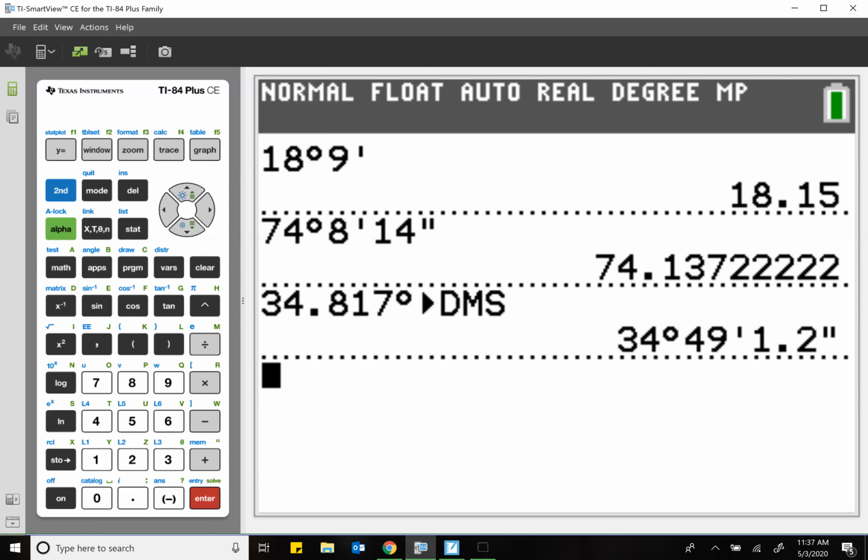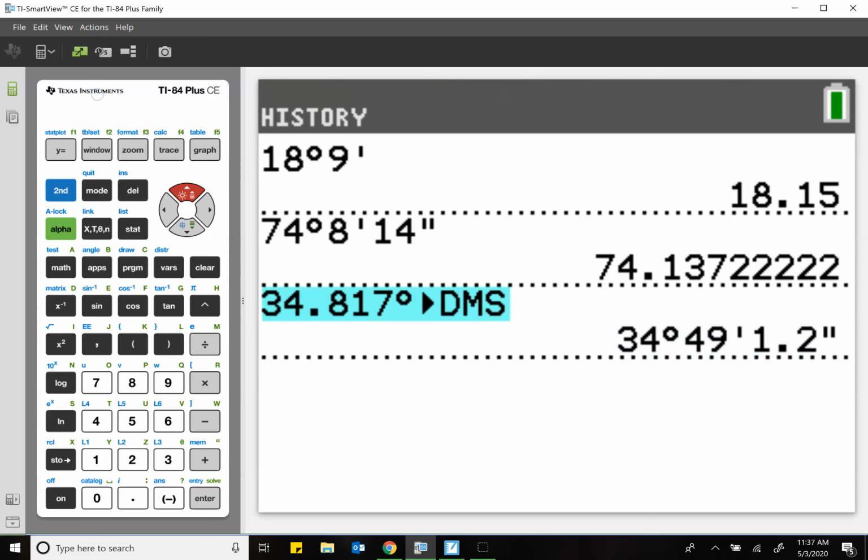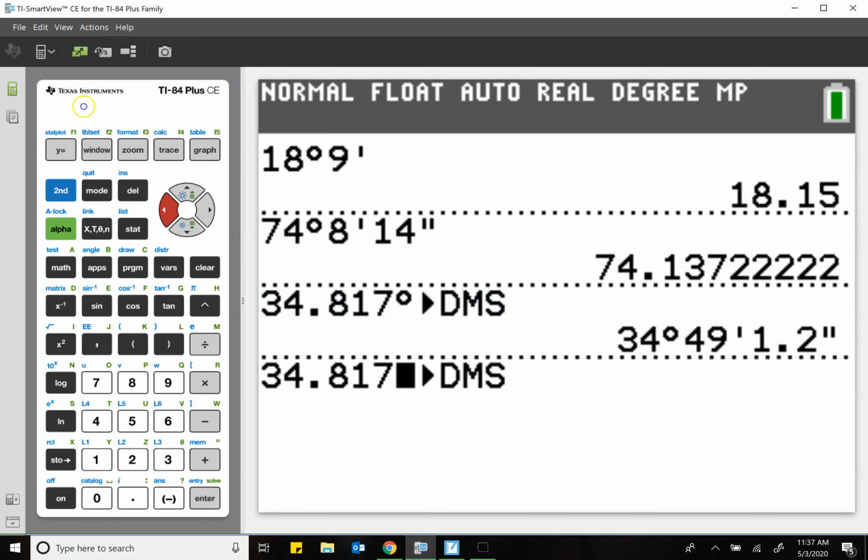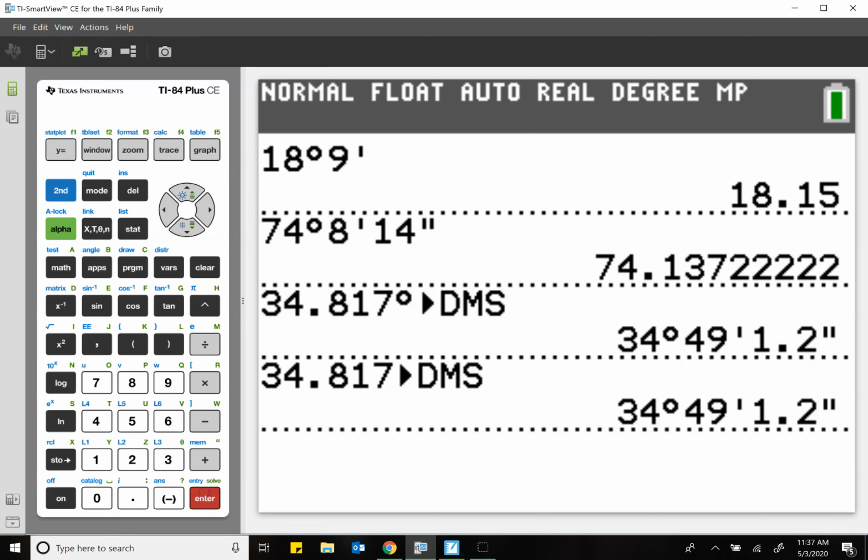Okay? And again, like I said, we don't really have to have the degree symbol there. I can scroll up and grab that and scroll over here just to show you that as long as my calculator is in degrees, I don't have to have that. So if I just delete that out, there's the same answer.